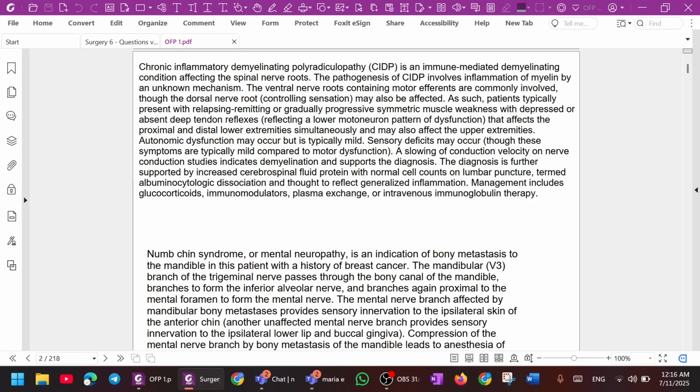Primary hyperparathyroidism is most commonly caused by parathyroid adenoma, followed by parathyroid hyperplasia and parathyroid cancer. Diagnosis typically requires evaluation with a technetium-99 scan, and treatment involves resection of the parathyroid adenoma. So the right upper quadrant calcification was just a distractor.